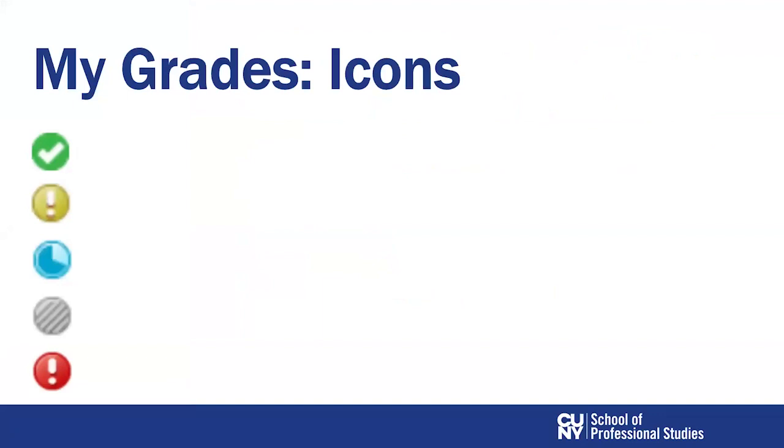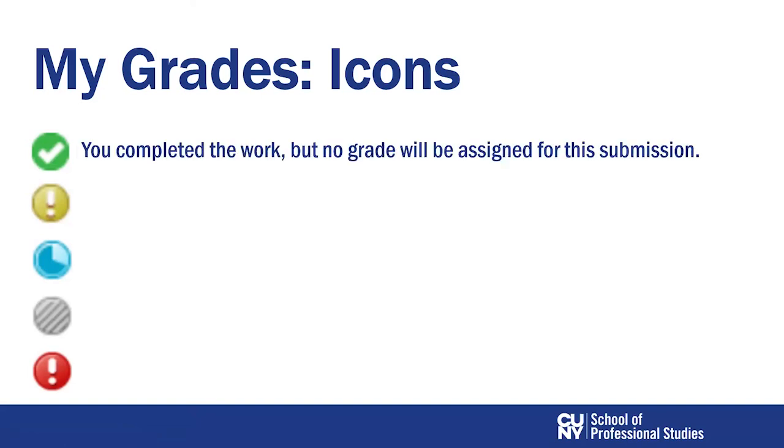So, icons. There are 5 possible icons, but you are most frequently only going to see these top 3. The first one, which looks like a green circle with a check mark in it, means you submitted or completed the work, but you're not going to get a grade for it. So this is what you'll see when something is marked for completion. And for example, if you submit our orientation feedback survey in orientation, you'll see a green check mark because you did it, and that's how it's graded.